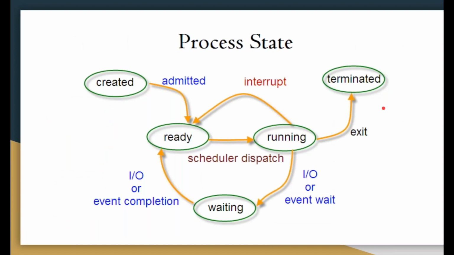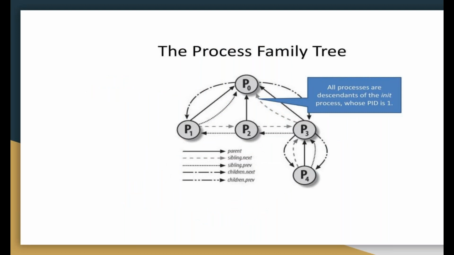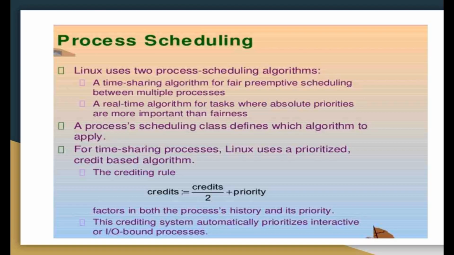This is the process state diagram of each process, discussed already. This is the diagram for the process family tree, discussed. Scheduling algorithm: I have discussed that there are three scheduling algorithms. One is time sharing, and the second is real-time.